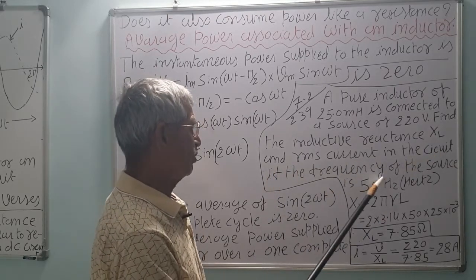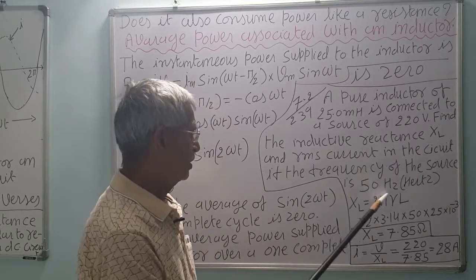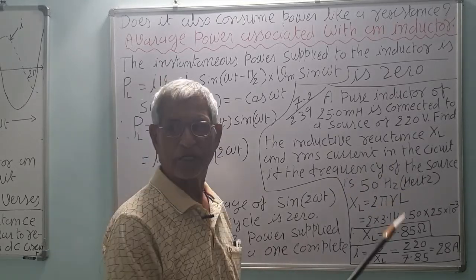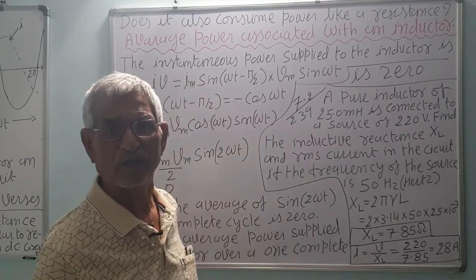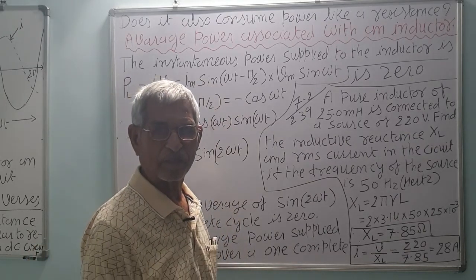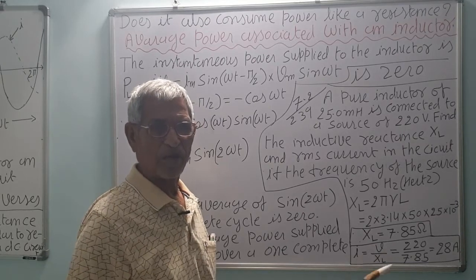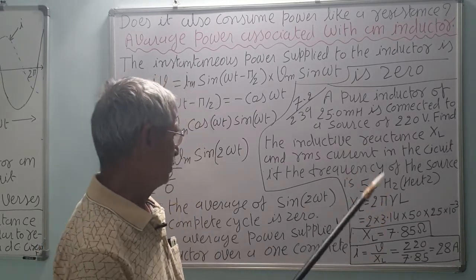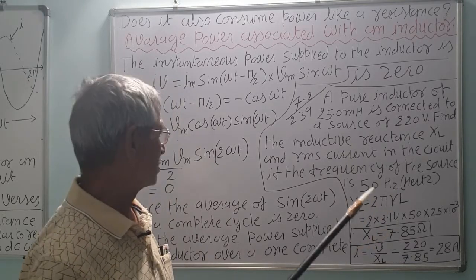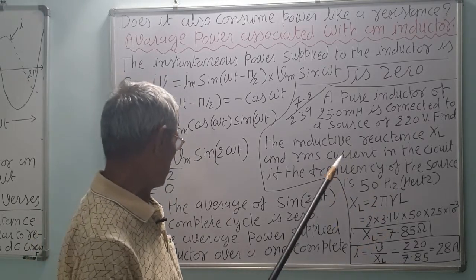If the frequency of the source is 50 Hz, Hertz is the name of the scientist who first produced electromagnetic waves in the laboratory. Later on, it was used by Jagdish Chandra Bose and then Marconi, and he used it in the radio for communication also. Who invented radio? The answer is Marconi, Guglielmo Marconi.